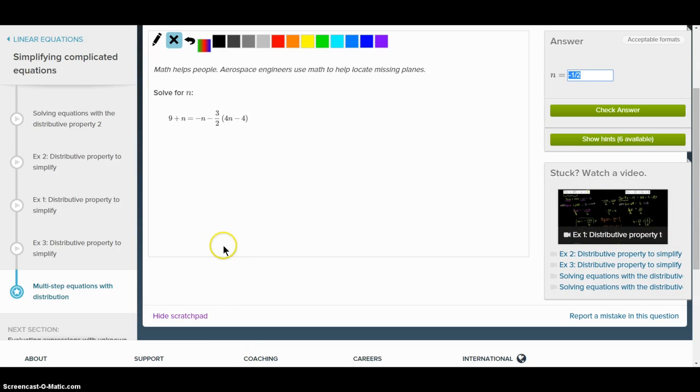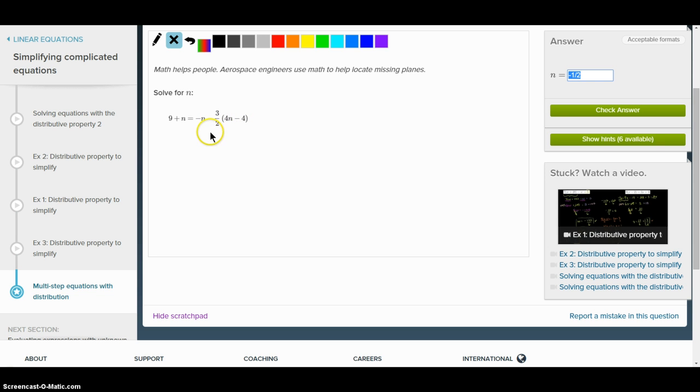Alright, so in this video here we're going to go over multi-step equations with distribution. And we're given this equation here, 9 plus n equals negative n minus 3 halves, and that's negative 3 halves multiplied by 4n minus 4.